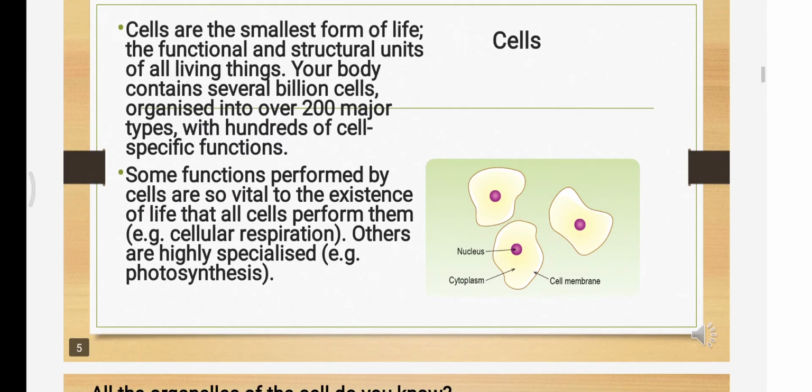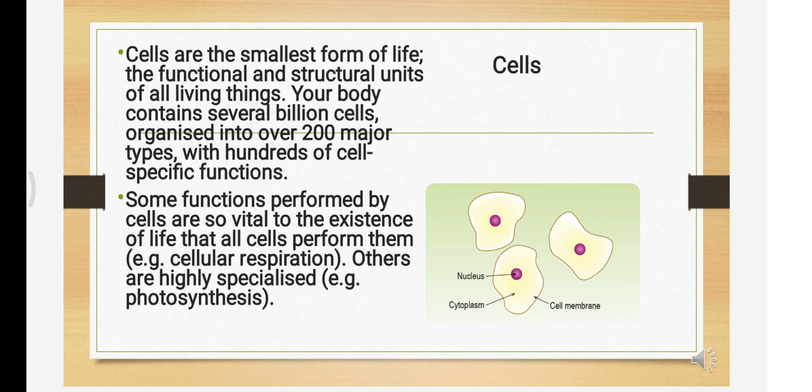Cells are the smallest form of life, the functional and structural units of all living things. Your body contains several billion cells organized into over 200 major types with hundreds of cell-specific functions. Some functions performed by cells are so vital to the existence of life that all cells perform them, for example, cellular respiration. Others are highly specialized, for example, photosynthesis.